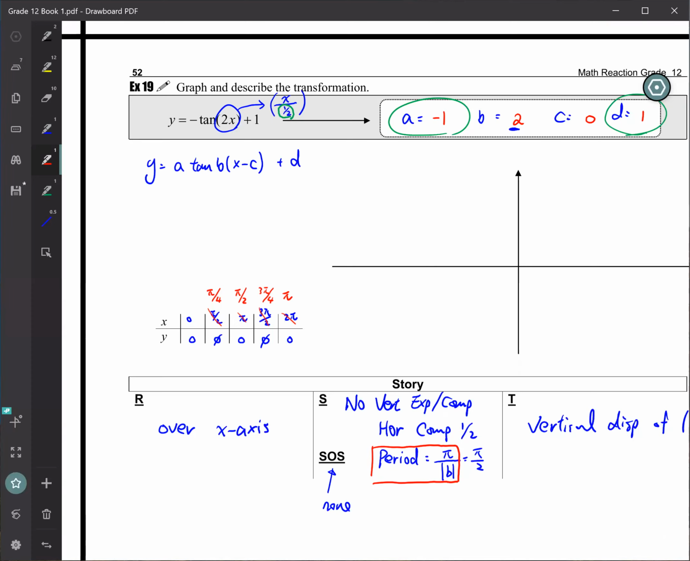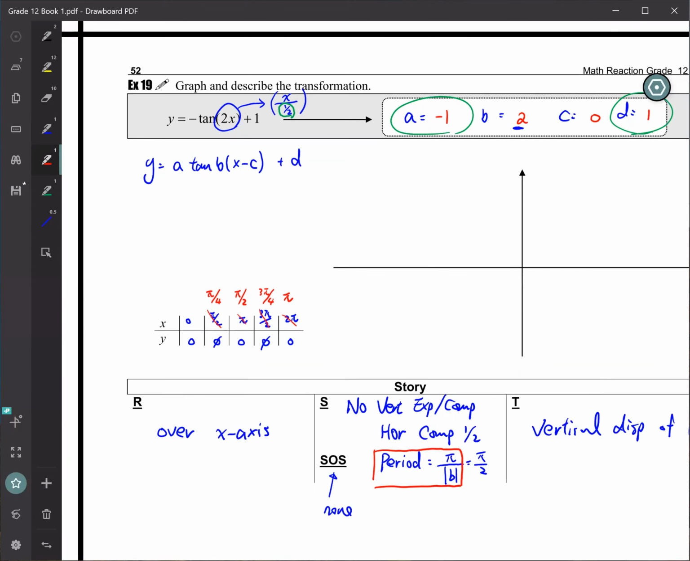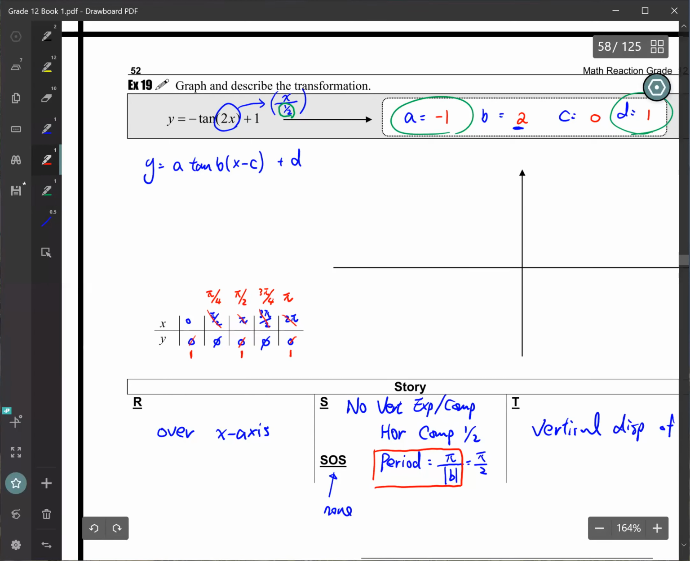And then the reflection over the x-axis. That affects the y, but because the y values are all zeros, 0 times the negative is still 0. So the only thing that affects the y is moving upwards. We are going to change all these zeros into 1, because we are moving up by 1. And that's all we need to do, because there's no vertical expansion.